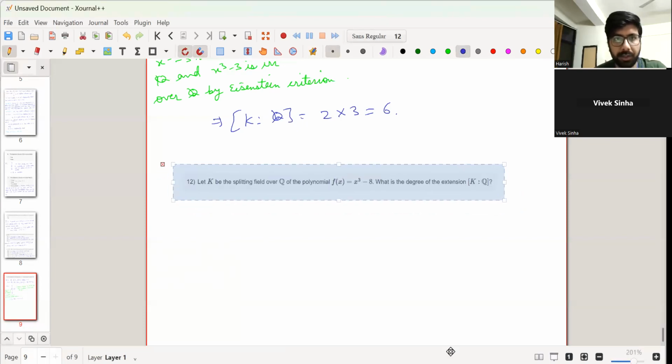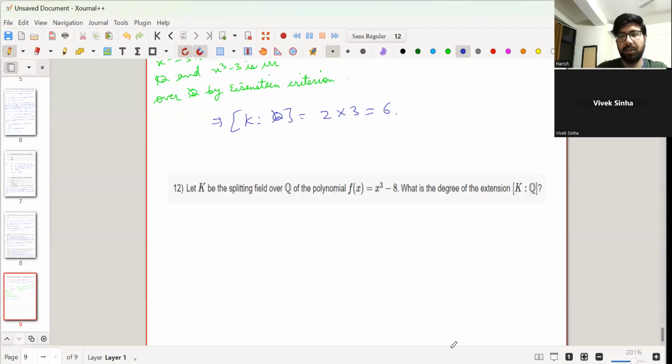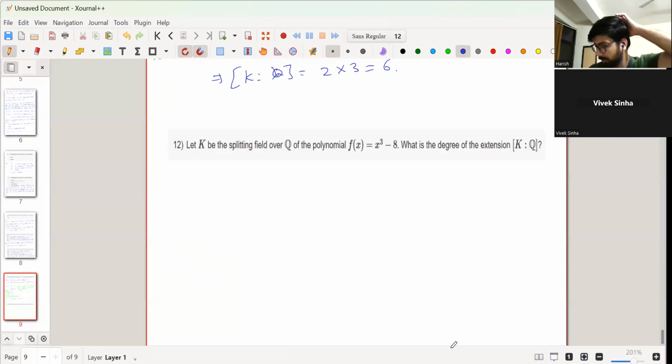It says let K be the splitting field over Q of the polynomial f(x) = x cube minus 8. What is the degree of the extension K over Q? Yes. Now can you tell me what will be the extension degree?